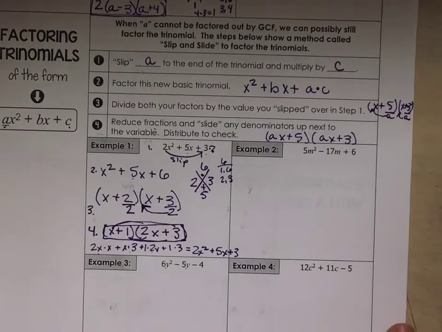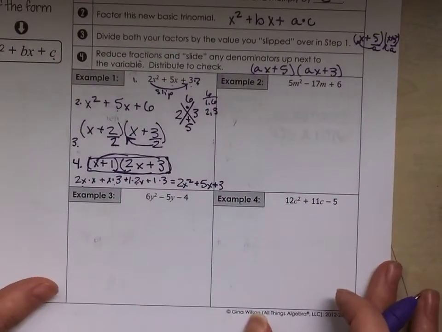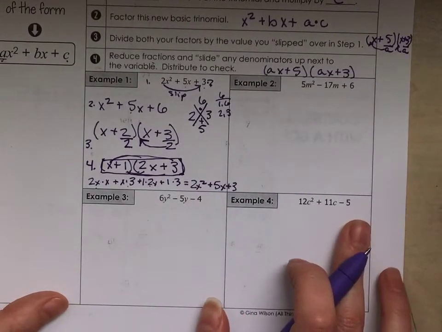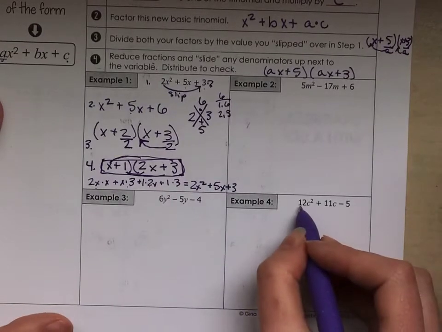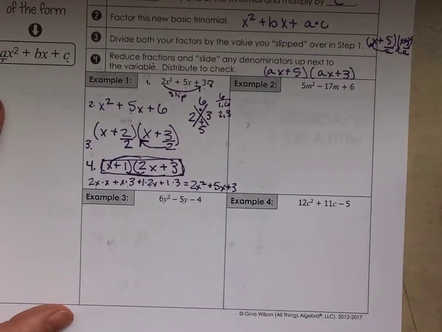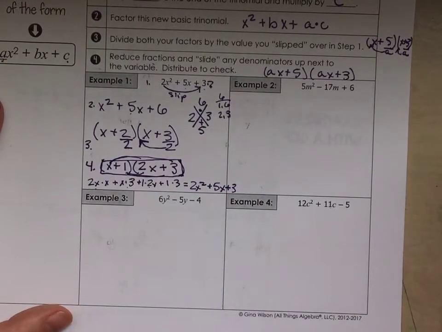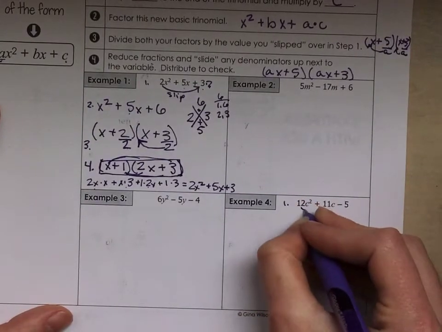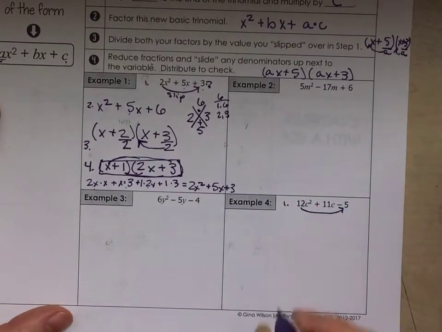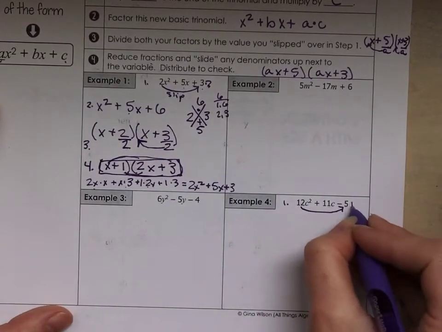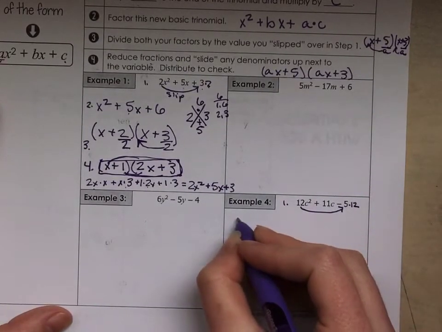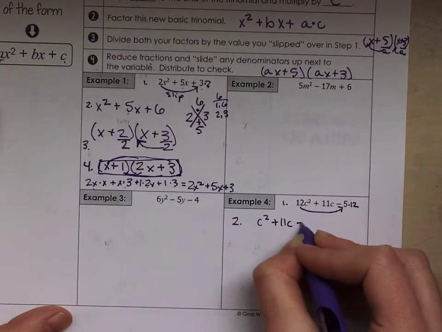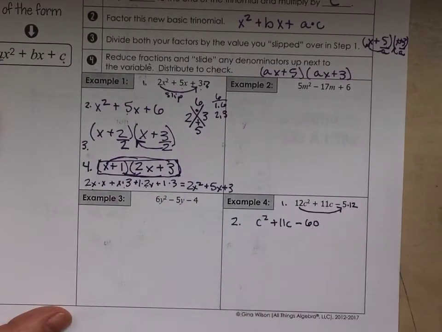So let's try example number 4 here. Let's give that one a go. So we've got 12c squared plus 11c minus 5. Again, we'll do the same thing. I have 12, 11, and 5. Well, 11 and 5 are again prime numbers, so I can't take a greatest common factor out of all three of those. So my first step is to slide 12 down to negative 5. I'll take 12 times negative 5, and my new equation will say c squared plus 11c minus 60.